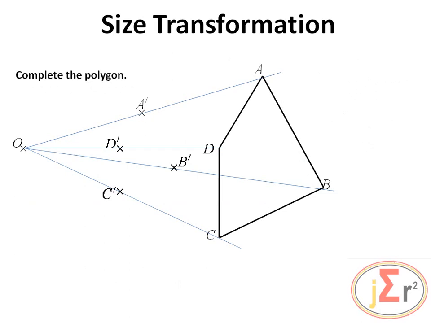Complete the polygon. Right. And that is our image. Notice, of course, it's reduced in size, and of course, if we should take a good look at the corresponding sides, we will see that they are parallel. And of course, they have the same shape and the same orientation.